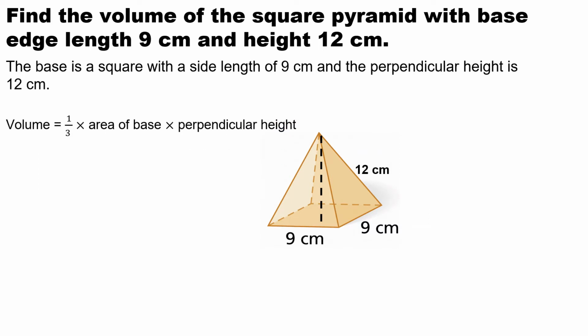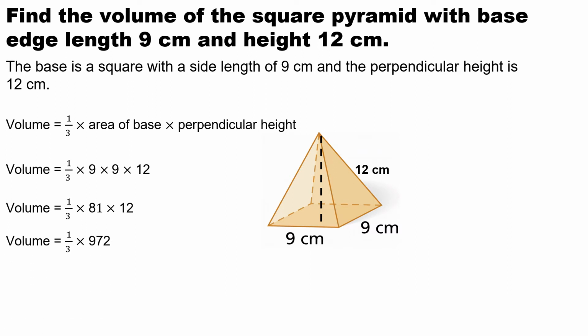We know that to calculate the volume of a pyramid, we use 1/3 multiplied by the area of the base multiplied by the perpendicular height, which when we substitute our values, we have 1/3 multiplied by 9 multiplied by 9 multiplied by 12, which simplifies gives us 1/3 multiplied by 81 multiplied by 12. And when we simplify this a little bit further, we have 1/3 multiplied by 972.